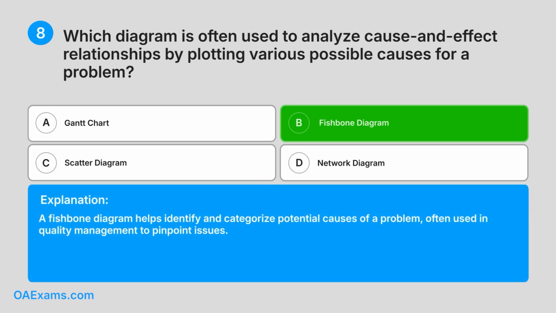Explanation. A fishbone diagram helps identify and categorize potential causes of a problem, often used in quality management to pinpoint issues.